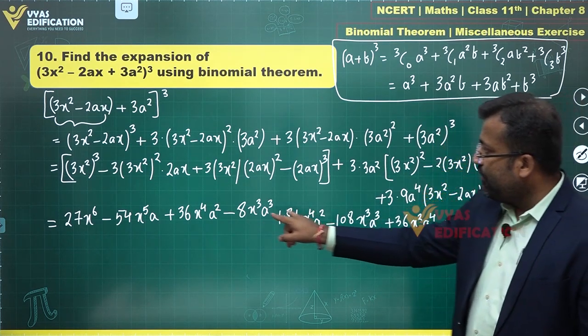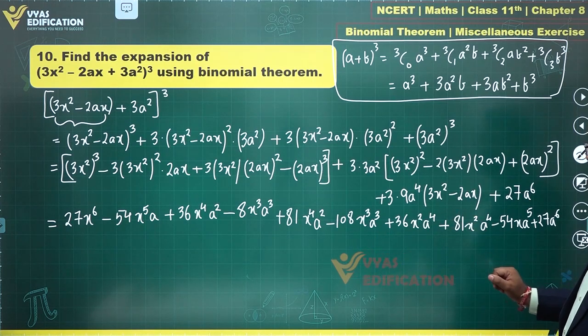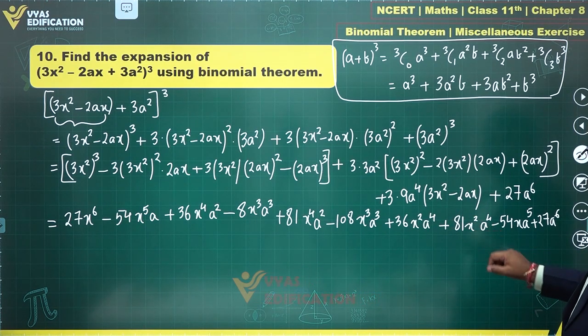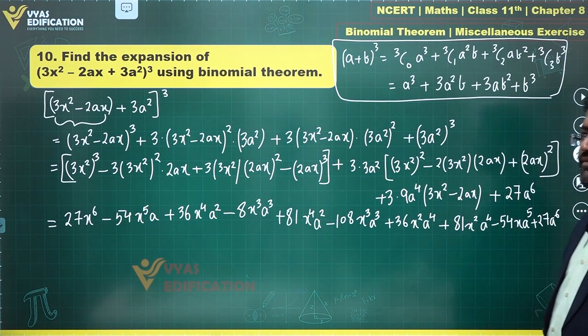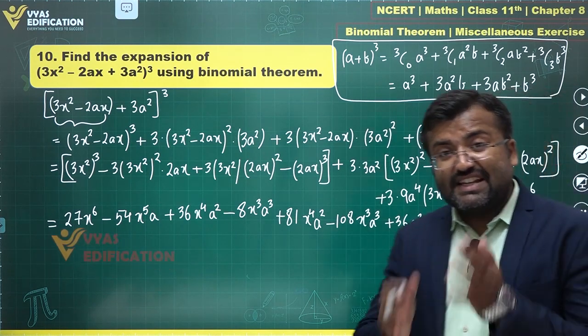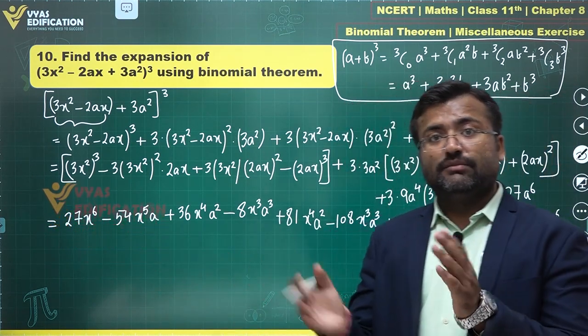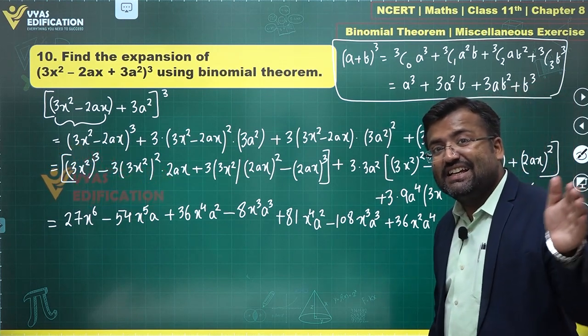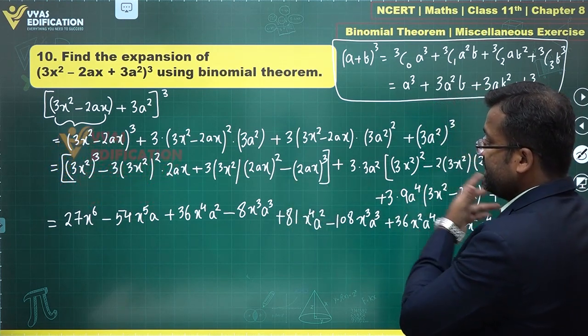x square, a power 4. Okay, this comes over here. For the first time, x square, a power 4 also comes over here. x, a power 5 and a power 6. So if you observe, the powers of x and a add up to 6 in each term. Okay, let's arrange as decreasing powers of x. Decreasing powers of x, yes.